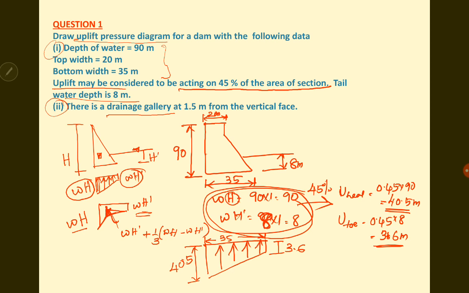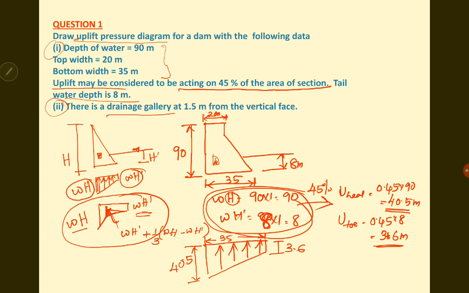Now consider the second question. You have to provide a drainage gallery at 1.5 meters from the vertical face. So you have a second figure. You have to consider the drainage gallery. A drainage gallery is provided. So what will be the difference here? The uplift will be reduced at the point where the drainage gallery is provided. So first you have to calculate the difference.